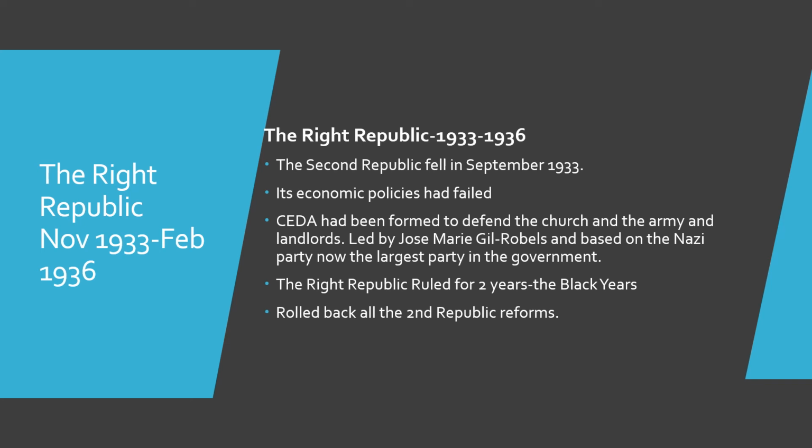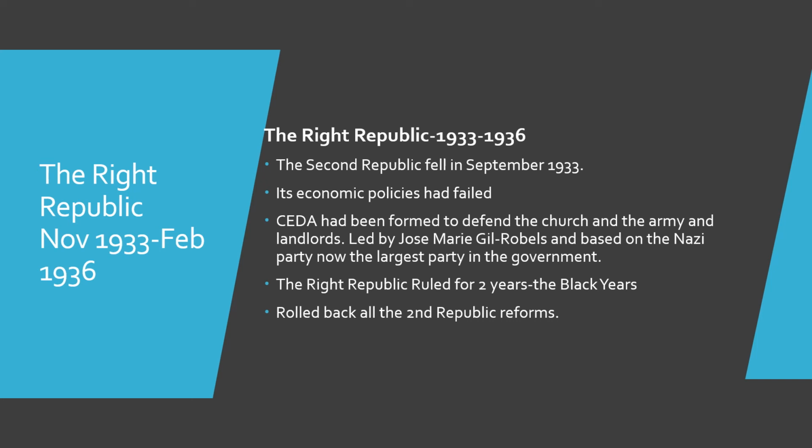Those on the left believed that he'd betrayed their cause because he'd fallen far short of what he promised, and those on the right believed all of these reforms were a concerted attack on all things that were good and holy in Spain, including the church, the army, and landowners. Therefore, in 1933, a new right-wing government was elected.